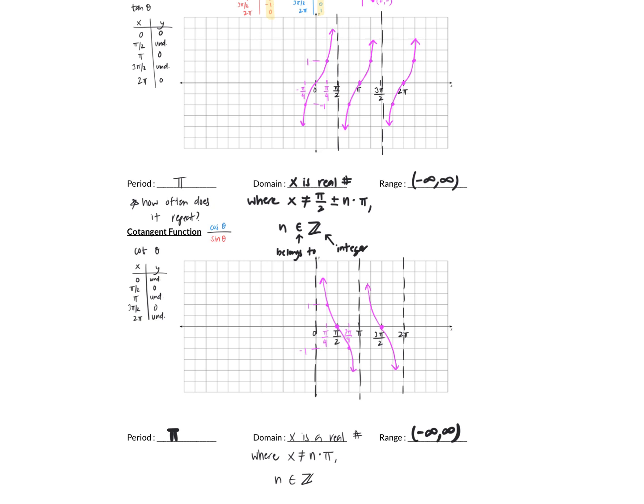Yeah, okay. Any questions on the parent function of tangent and cotangent? All I need to see is your vertical asymptotes and that midpoint and the correct shape. So up to the right or up to the left, okay?